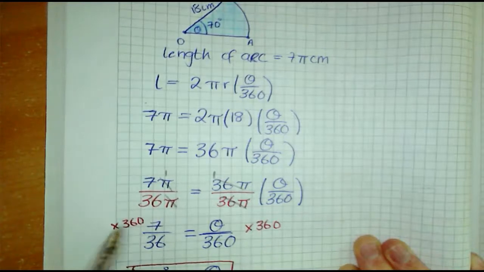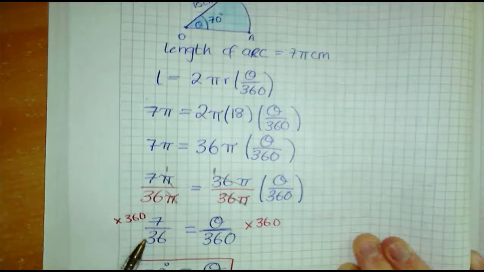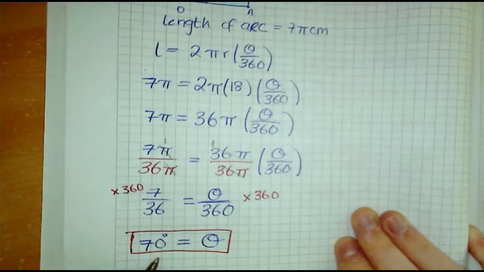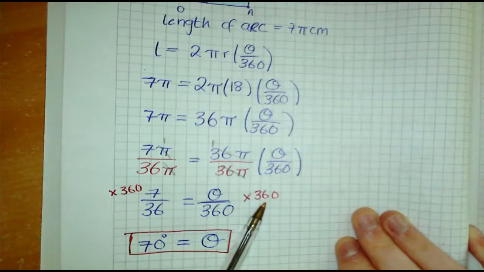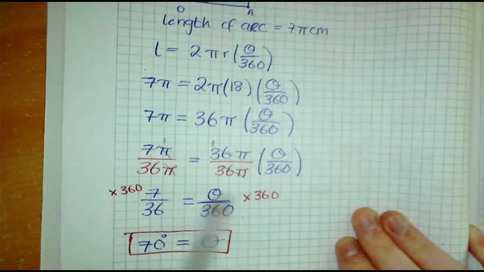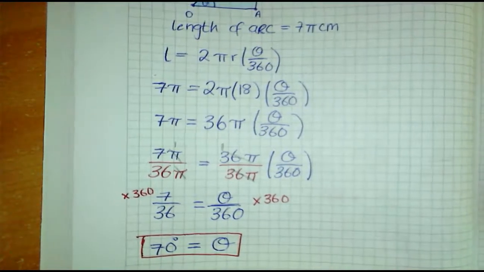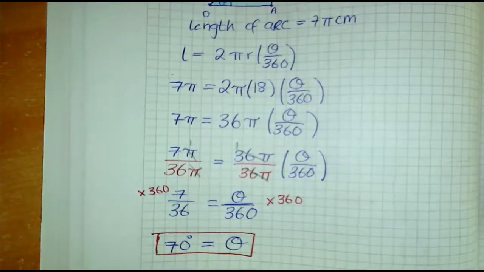Okay, so 360 multiplied by 7 over 36, put it on the calculator, and my answer is 70 degrees. Okay, so I got 70 degrees, and then theta multiplied by 360 is 360 theta divided by 360, so my 360s cancel, and I'm left with just theta. So theta is equal to 70 degrees. So that angle is 70 degrees.